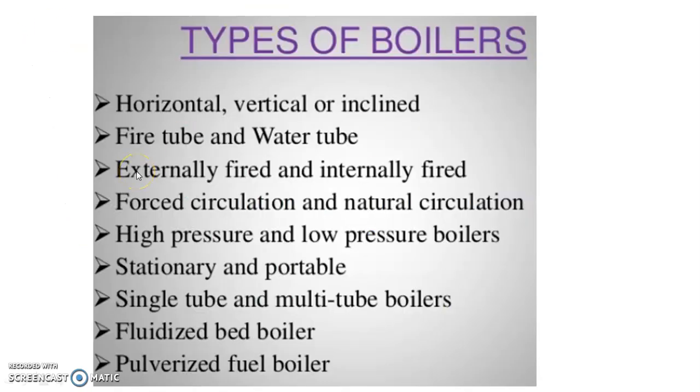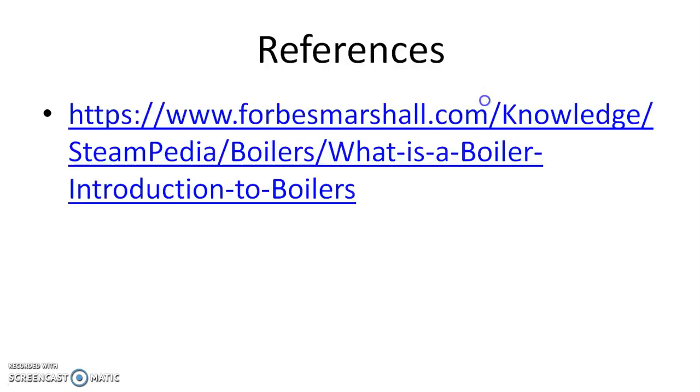We have seen these types of boilers: horizontal, vertical, inclined boilers, fire tube and water tube boilers, externally fired and internally fired boilers, forced circulation, natural circulation, high pressure, low pressure, stationary and portable boilers, single tube and multi-tube boilers, fluidized bed boiler FBC, and pulverized fuel boiler. Such types we have seen in the subject power plant engineering, and the same concepts are used in process boilers.